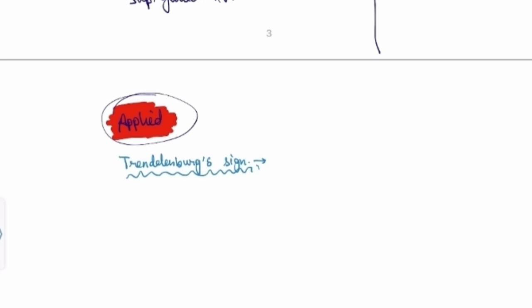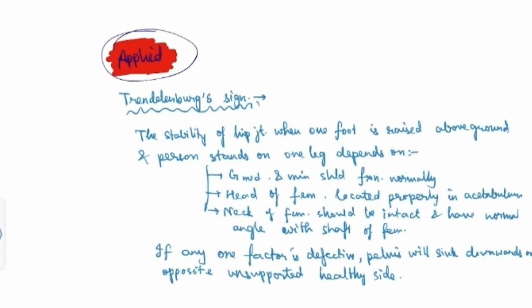Trendelenburg sign. Today we'll discuss the Trendelenburg sign. As I told you, it is basically the stability of the hip joint when one foot is raised above the ground. When one foot is raised above the ground, usually that part of the pelvis goes a bit up in order to stabilize the person. How does it go up? It is due to the gluteus medius and minimus of the opposite side. Suppose the gluteus medius and minimus are defective. What will happen is that this part will sink, so it will look like this. This side is defective, but this side is healthy. The healthy but unsupported side will sink down. This is known as Trendelenburg sign.